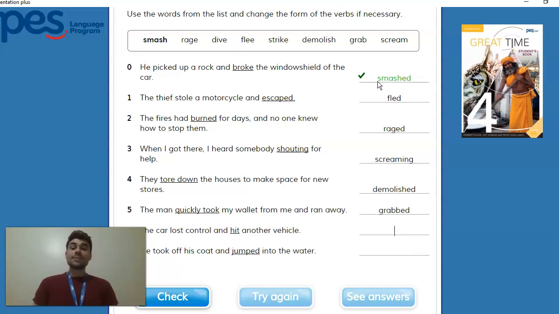Then we have in 6, the car lost control and hit another vehicle. So what is the verb close to hit? It is to strike, right? So it struck another vehicle. And 7, he took off his coat and jumped into the water. So, he took off his coat and he dived into the water.